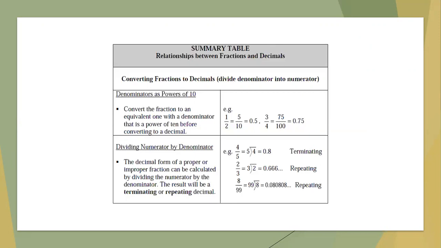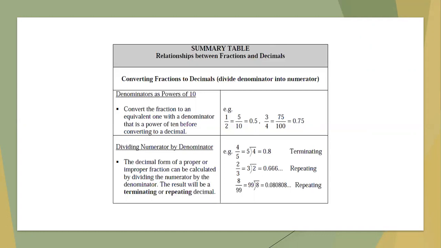Dividing numerator by denominator. Another way to do it is you just go ahead and divide the numerator by the denominator. The decimal form of a proper or improper fraction can be calculated by dividing the numerator by the denominator. The result will be a terminating or repeating decimal. 4 over 5, this is an example here. I don't like this example because 4 over 5, you can easily convert it to 8 out of 10, which equals 0.8, and it's terminating.